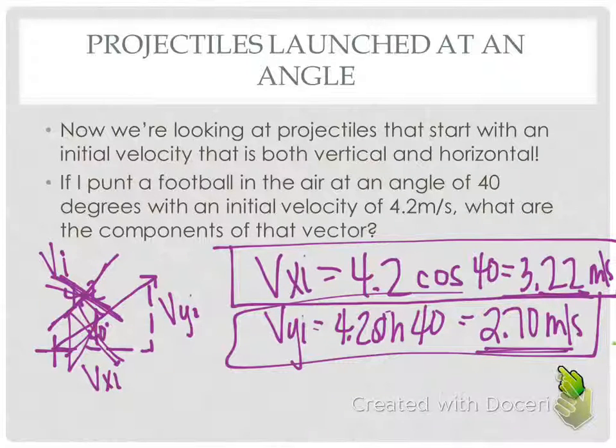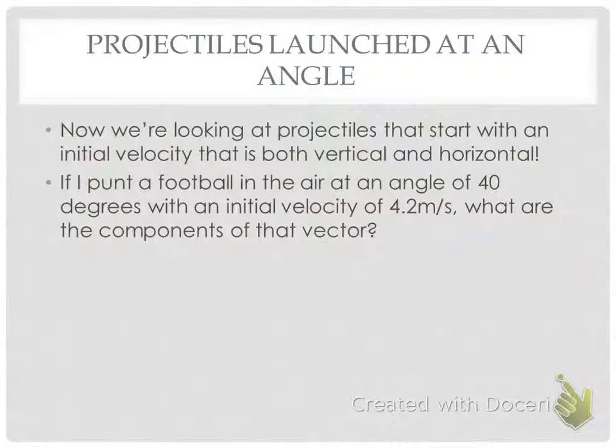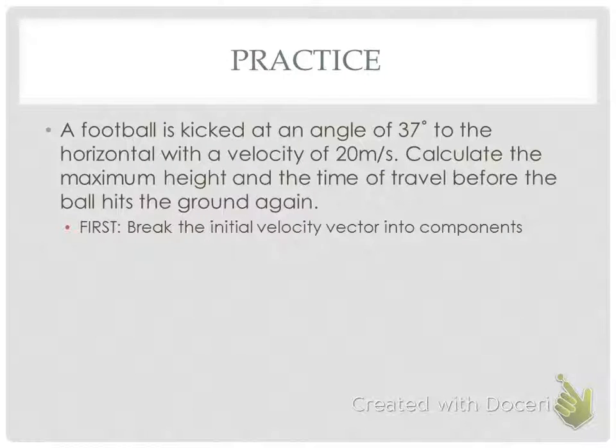So now 2.7 and 3.22 would be the values that can go into our projectile equations as v sub xi or v sub yi. Make sense? So that's the only change in rolling projectiles and launch projectiles, is that we start with this vector at an angle, we break it into its components, and then we can start solving using the same exact set of equations.